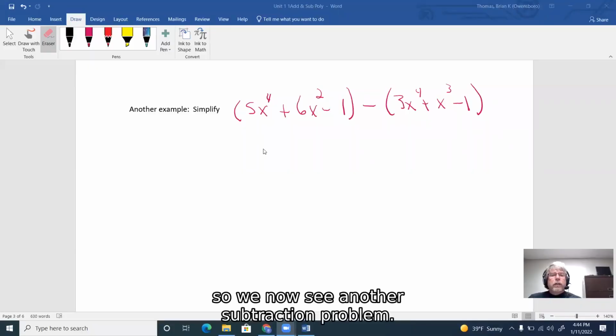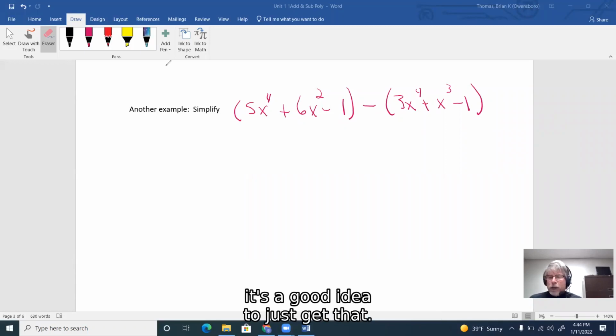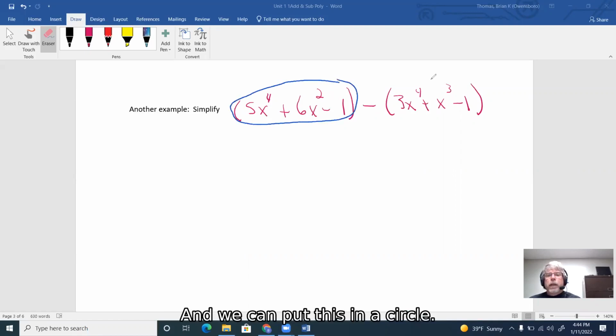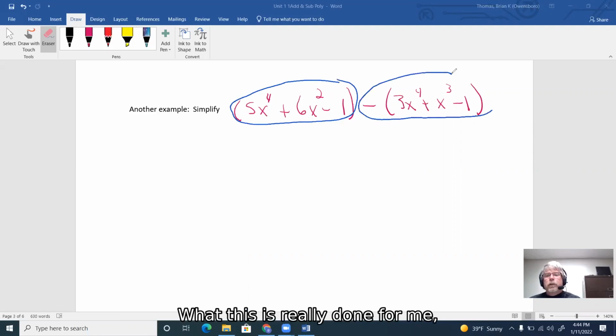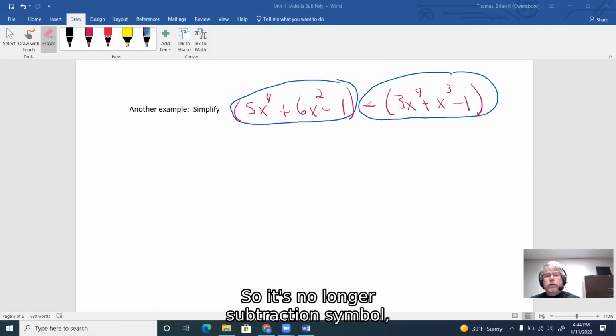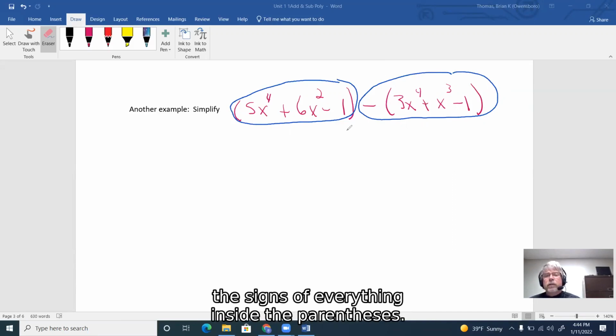we now see another subtraction problem. And again, as I said, when it's a subtraction problem, it's a good idea to put this in a circle, and we can put this in a circle. What this has really done for me is focus on that negative in front of the parentheses. So that's what we really want to deal with versus the subtraction part. So it's no longer a subtraction symbol. It now turns into an opposite symbol. And since it's an opposite symbol, that just tells me to change the signs of everything inside the parentheses.